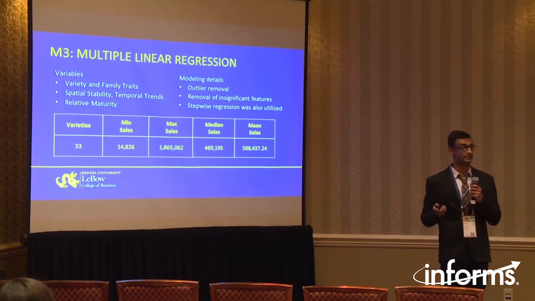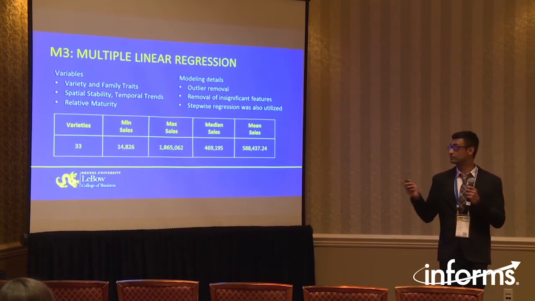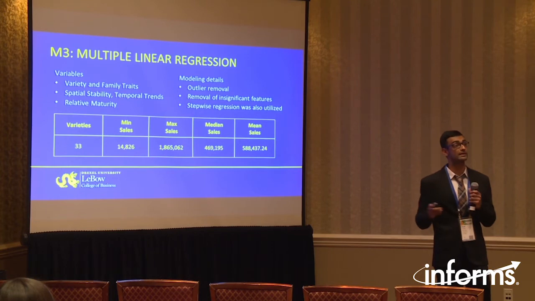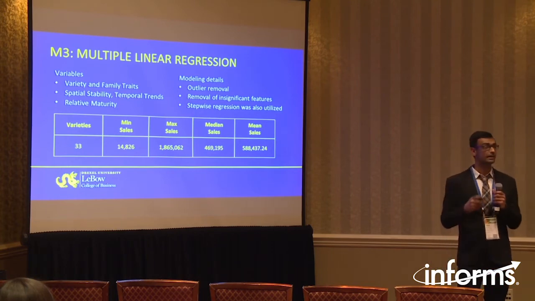As for the training set here, we have 33 varieties, with the range being 14,000 to about 1,865,000, and with the mean being about 588,000.